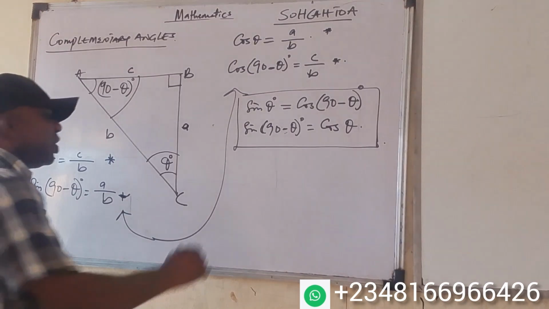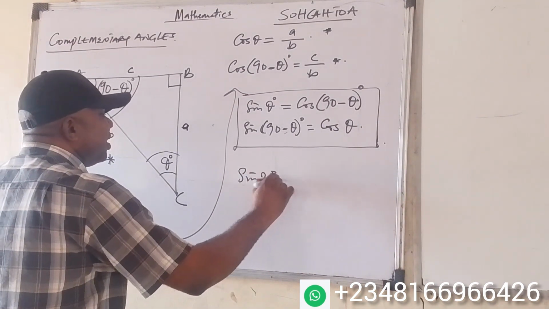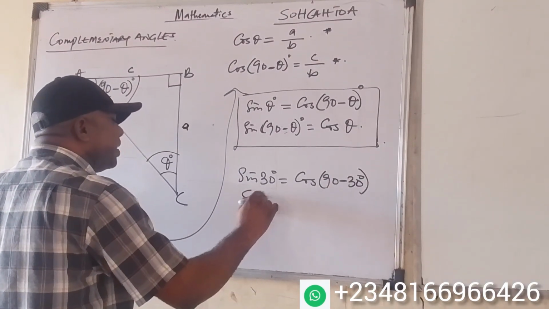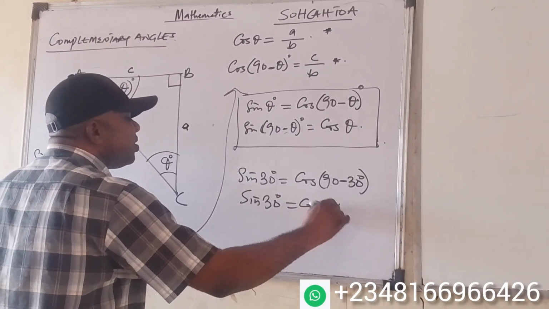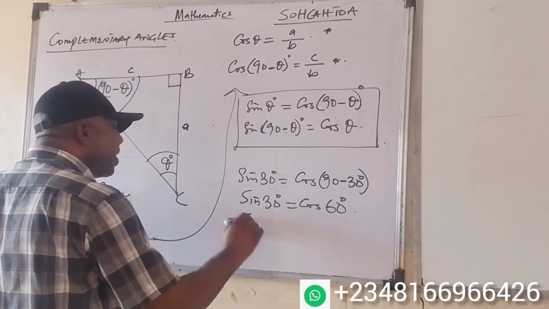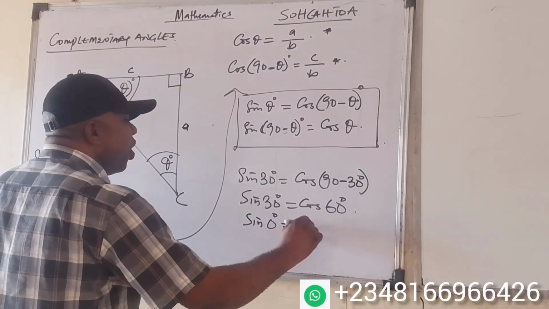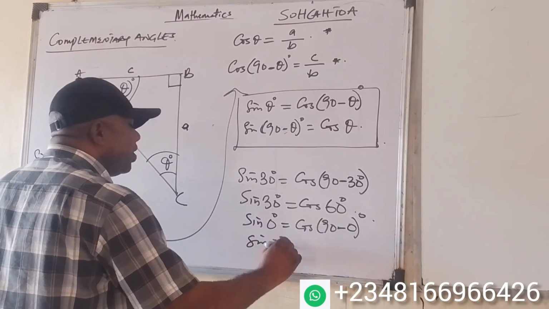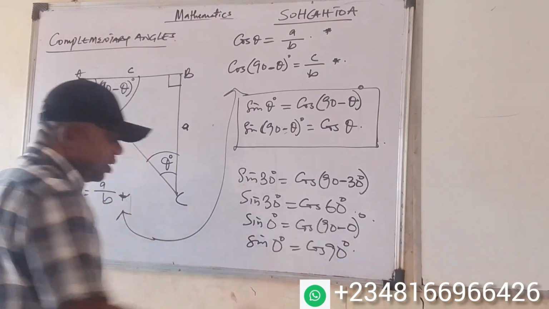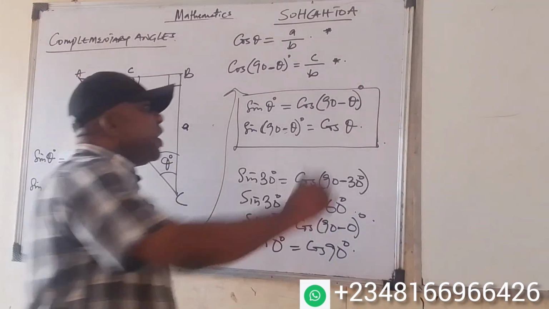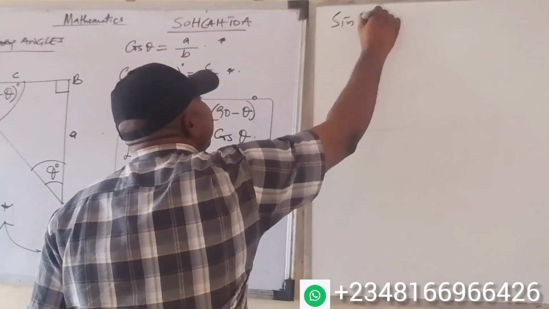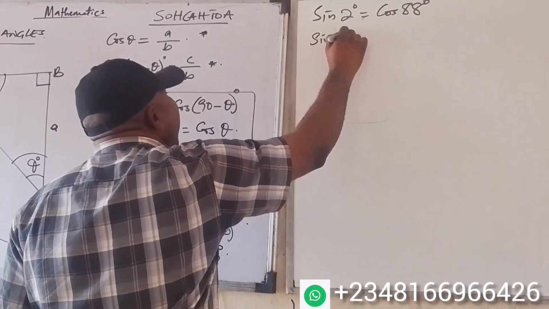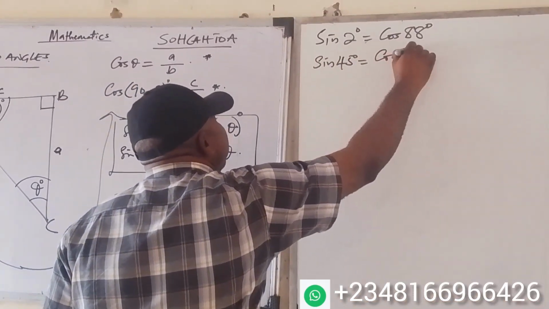Now, what we're trying to say here is that if you have sine 30 degrees, it's the same thing as cos 90 minus 30 degrees. So sine 30 degrees is equal to cos 60 degrees. If you have sine 0 degrees, it's the same thing as cos 90 minus 0 degrees, so sine 0 degrees is cos 90 degrees. If I have sine 2 degrees, it will give me cos 88 degrees. If I have sine 45 degrees, it will give me cos 45 degrees.